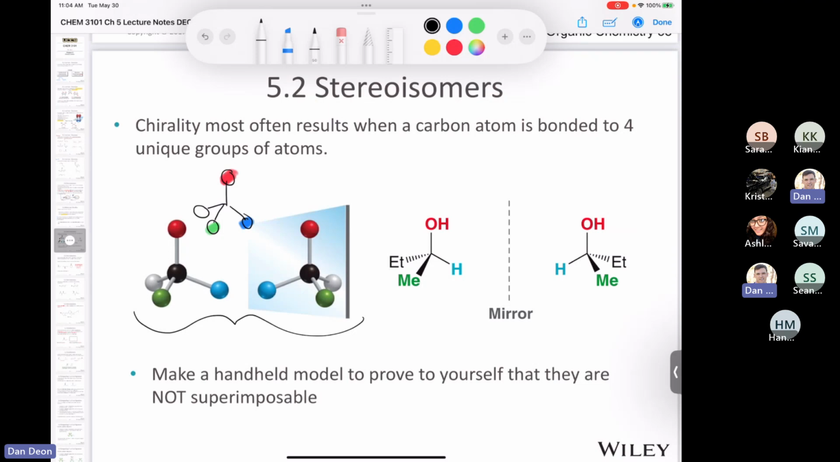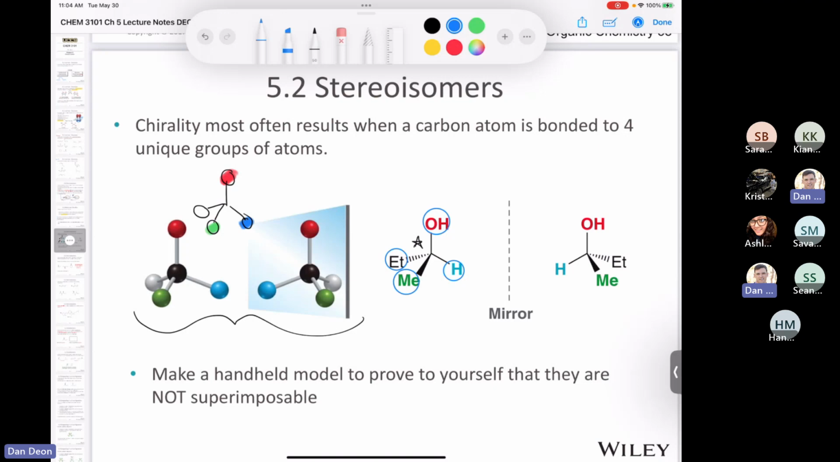Okay, these molecules here we call chiral molecules. You'll notice that they each have a carbon in them that is attached to 4 different groups. This carbon on the left, I'll put a little star by it, is attached to 4 different groups. It's attached to a hydroxyl, a proton, an ethyl group, and a methyl group. Notice I didn't say 4 different atoms. I said 4 different groups.